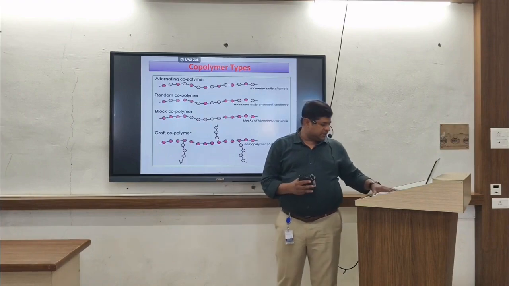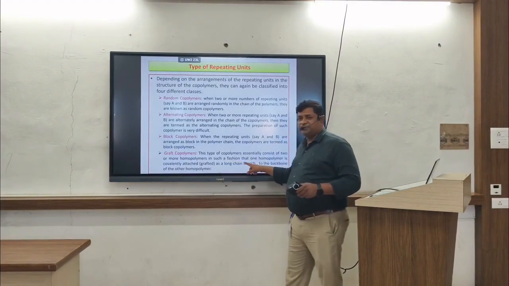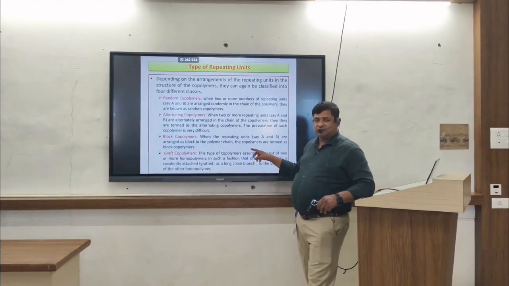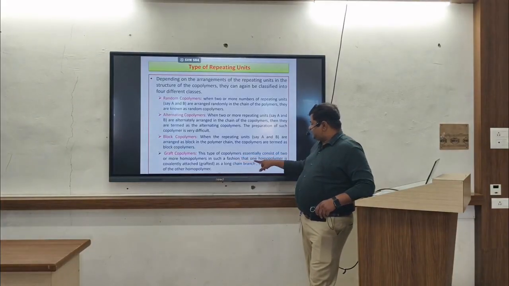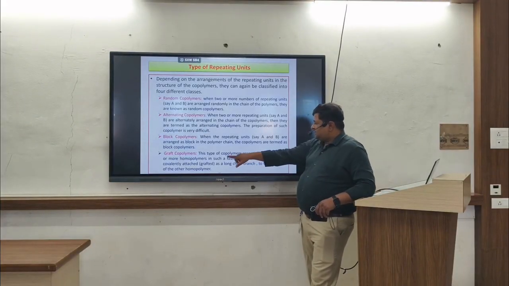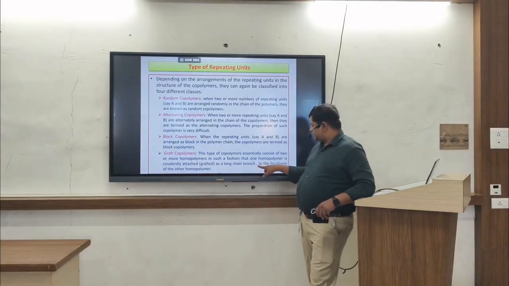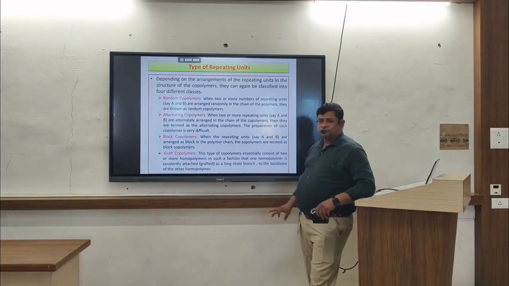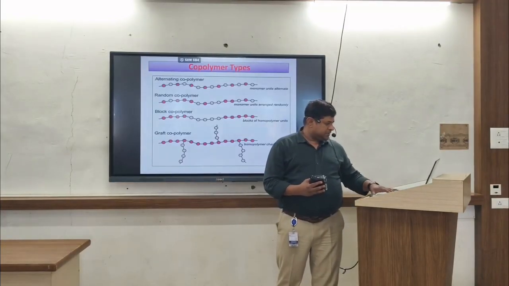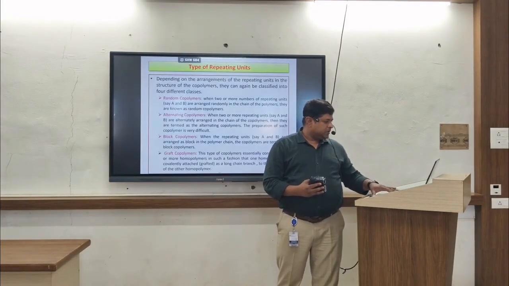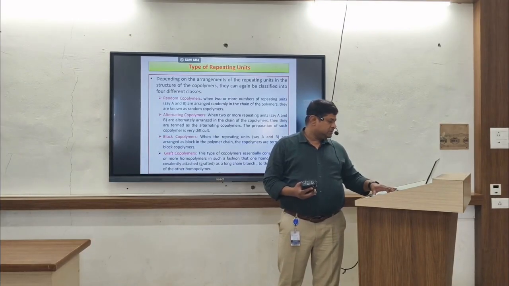Okay, so here that is what they are saying. Just by reading we do not understand, but when we see the diagram, then we can understand. So in such a fashion that one homopolymer is covalently attached, grafted as a long chain branch to the backbone of the other homopolymer. Okay. Then here you can see that. So this is the diagram. So again, I may have a question about what are the different types of repeating unit and how they are.